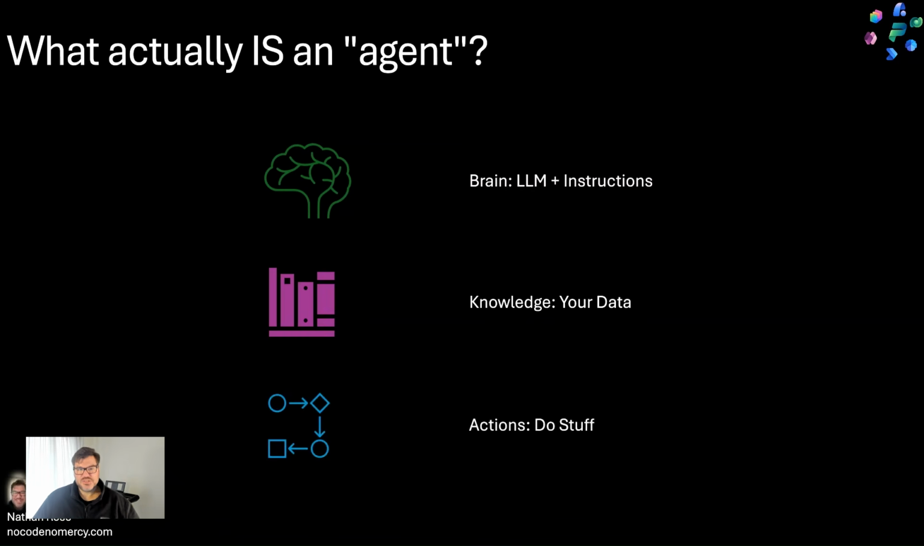Finally, actions. This is where your agent stops being a mere chatbot and becomes an actual agent. An action lets it do something, creating records, sending emails, looking something up in another system, or even kicking off workflows. A chatbot talks and an agent acts. So when someone says AI agent, all you really need to think is a brain with instructions. That's it. Knowledge about your world, and the ability to take action.